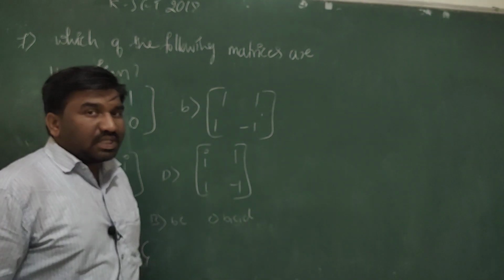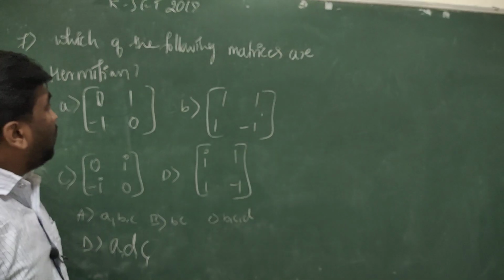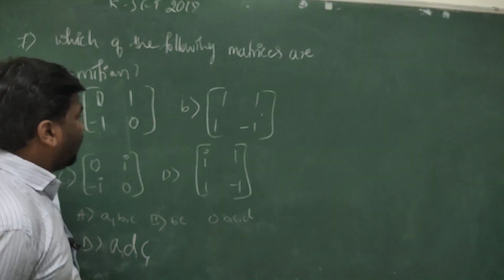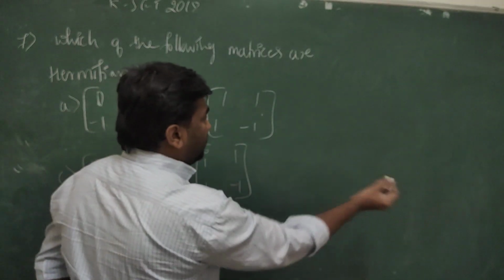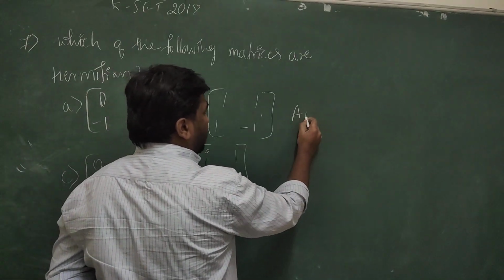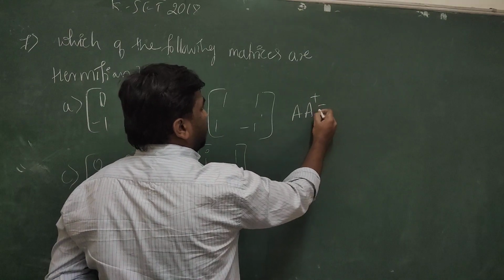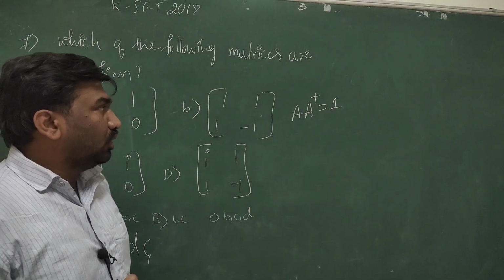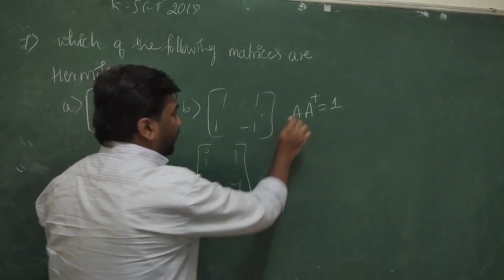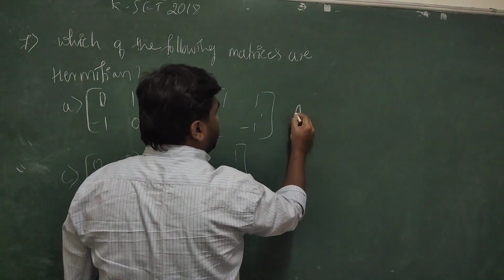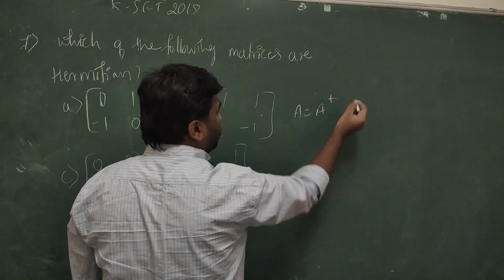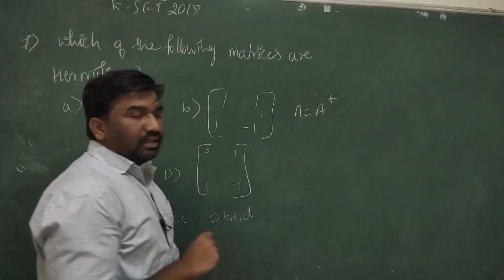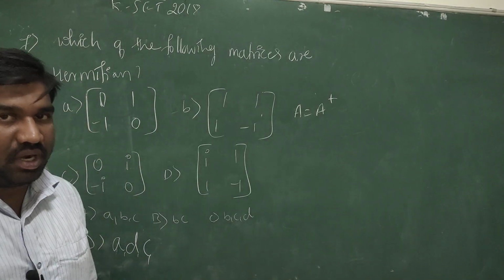So this is question number 7. Which of the following matrices are Hermitian? The condition to check whether the given matrices are Hermitian or not: if A is equal to A dagger, then it is a Hermitian matrix.